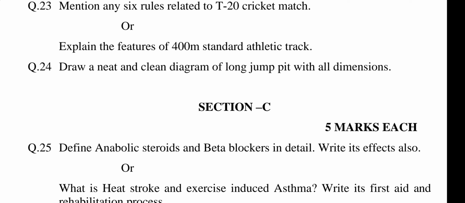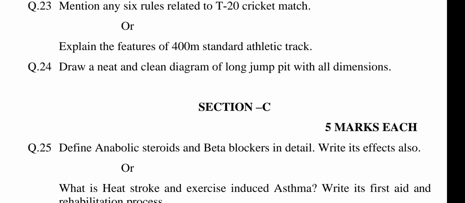3, fielding restrictions in the first 6 overs. 4, 2 fielders outside the circle with a minimum of 2 stationary fielders. 5, fielding restrictions for T20 overs, maximum 5 fielders allowed outside of the circle. 6, the free hit is given when the bowler delivers a no ball.